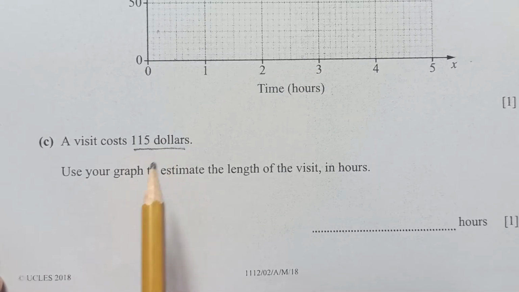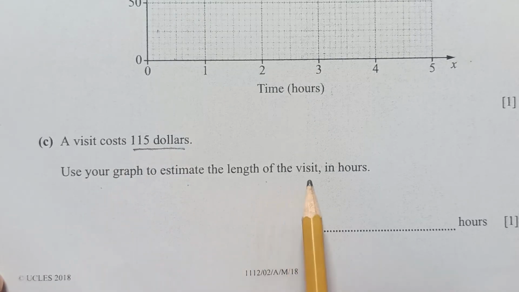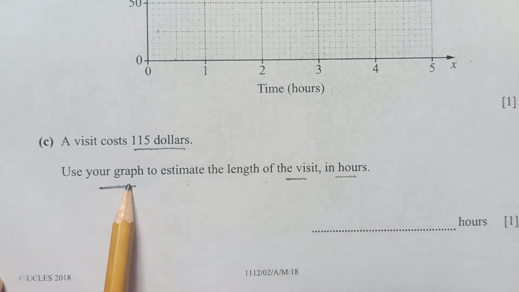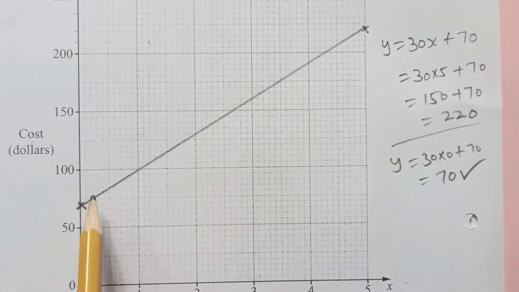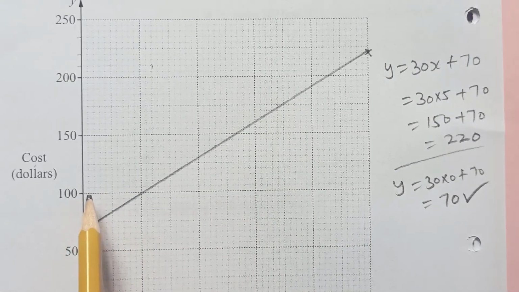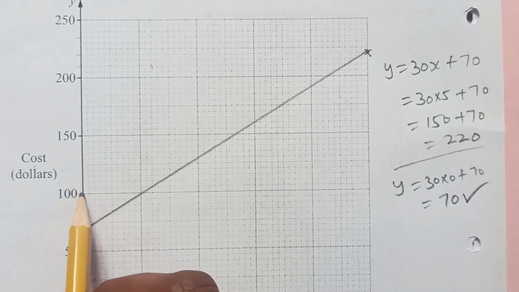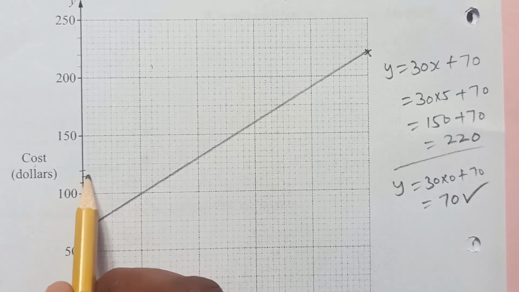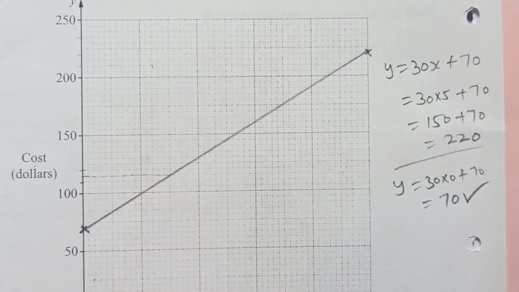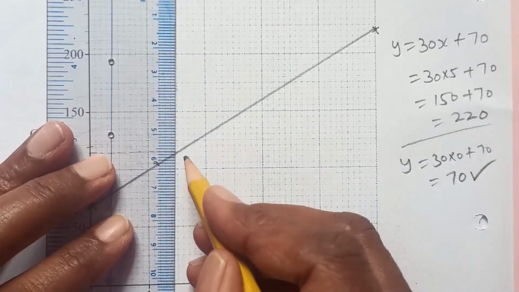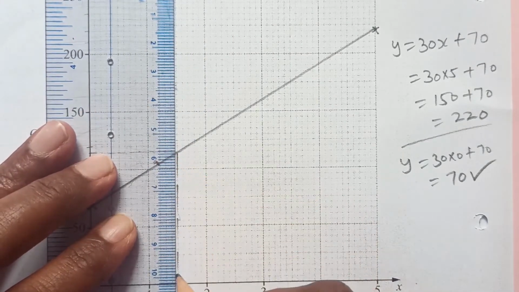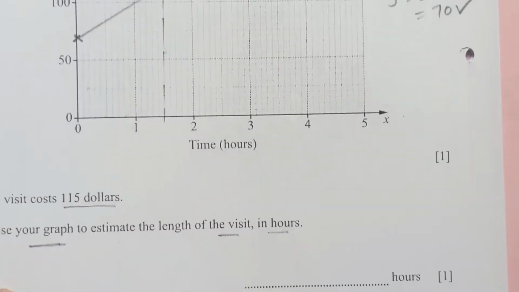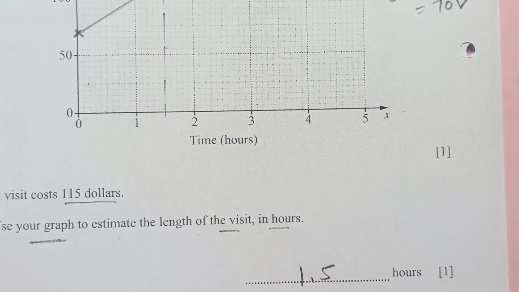Okay, now part C, a visit costs $115. Use your graph to estimate the length of the visit in hours. So we need to use the graph. We are not doing any calculation. $115 is, let me see here, 110 here, 120 here, 115 is in the middle here, right? So go along that line, and then we will go down here, which is 1.5. You can see we have it here in the middle, so that is 1.5 hours, right?